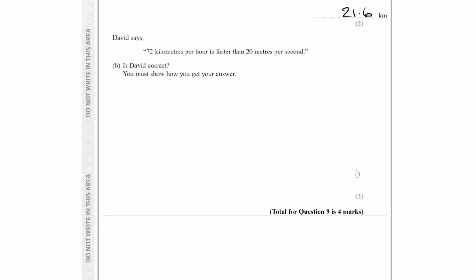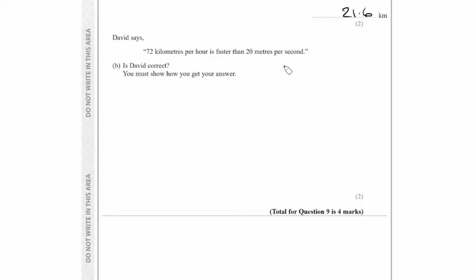David says 72 kilometers per hour is faster than 20 meters per second. Is David correct? Obviously, we need to actually show how we get there. What, the 108/5? I'll check the mark scheme. Because it's technically equivalent, isn't it? It's question 9. They've said 21.6 or equivalent, so I would imagine they would allow that because that is the exact equivalent. I would be more inclined to try and work it out, but it says or equivalent, so I think that would be fine.